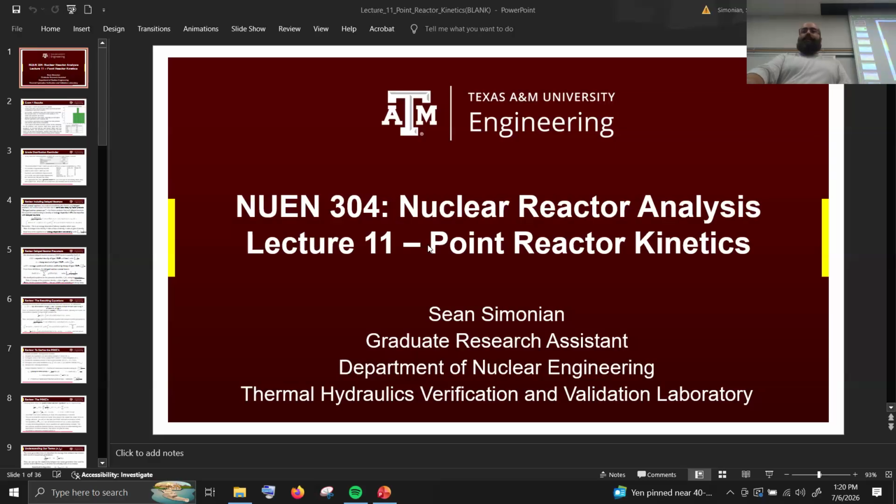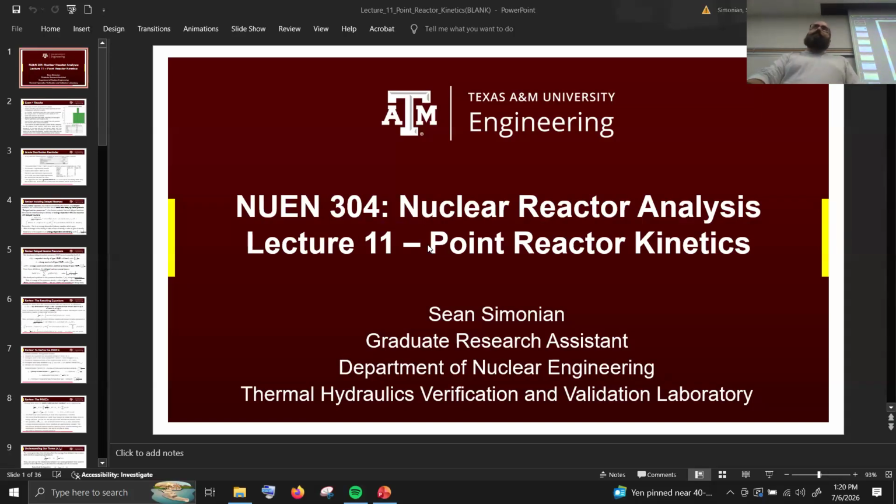Today we're going to pick up where we left off last time. Last time we introduced and derived the point reactor kinetics equations. Today we are going to talk more about them, about their solutions, and how we can use the understanding of those solutions to better predict how reactors will behave as functions of time during different kinds of transients.